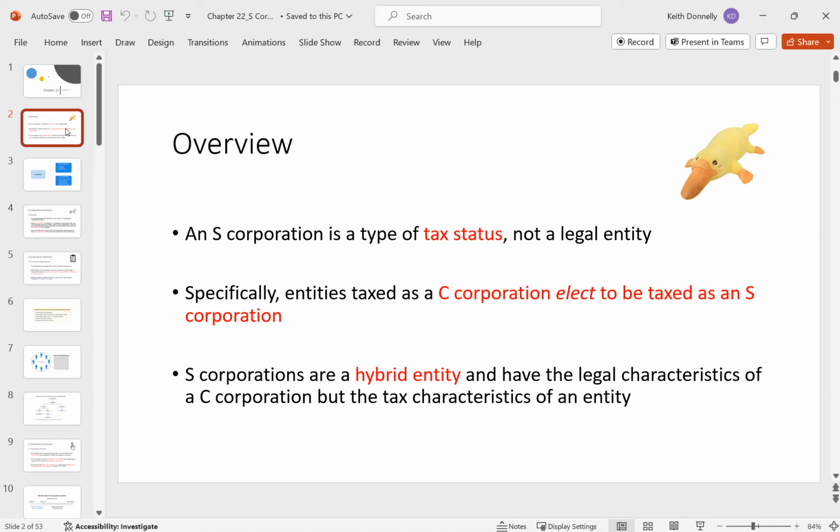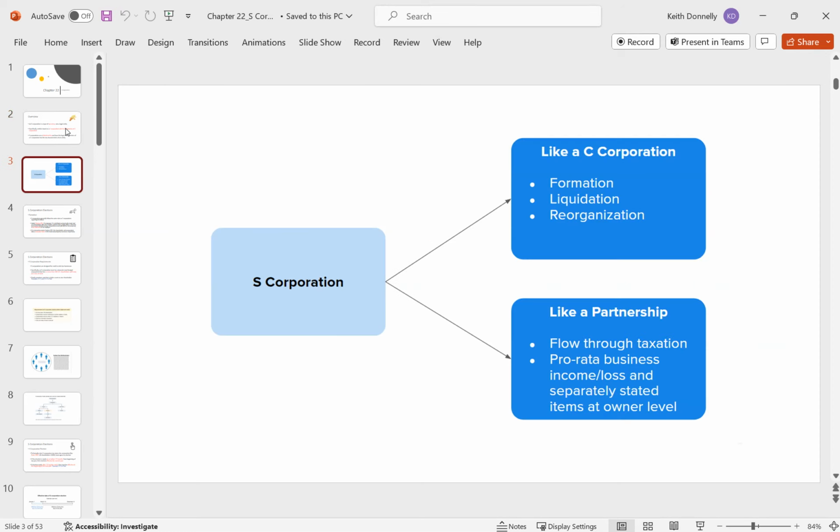But at the same time, they possess a lot of the legal characteristics of a C Corp. For this reason, they're kind of a hybrid entity, like the platypus, part duck, part whatever that other animal is. So with an S Corp, you get the best of both worlds. It's like a C Corp with regard to formation, liquidation, and reorganization. However, it's like a partnership with regard to taxation. It's going to be flow-through taxation.